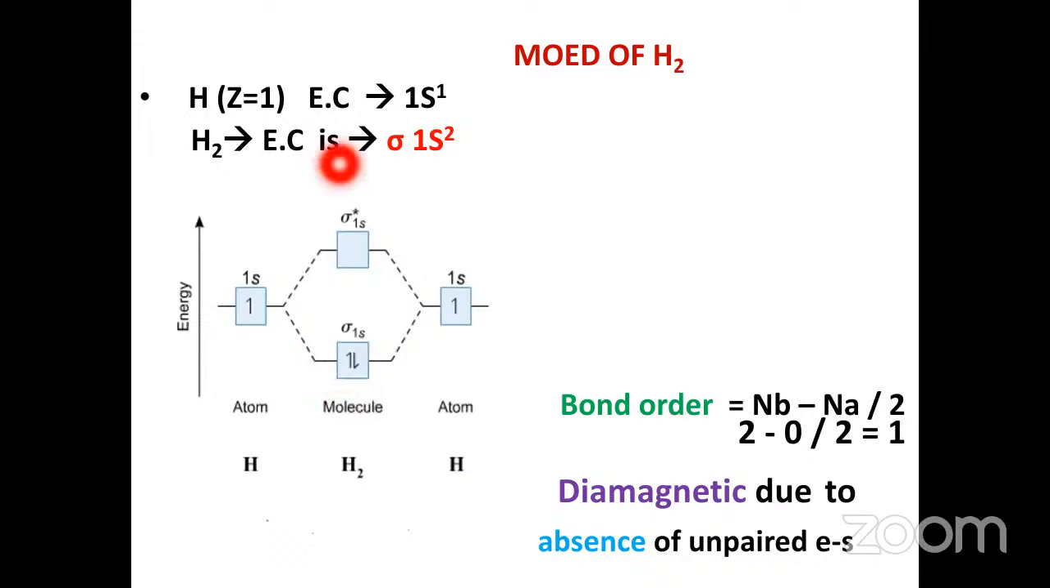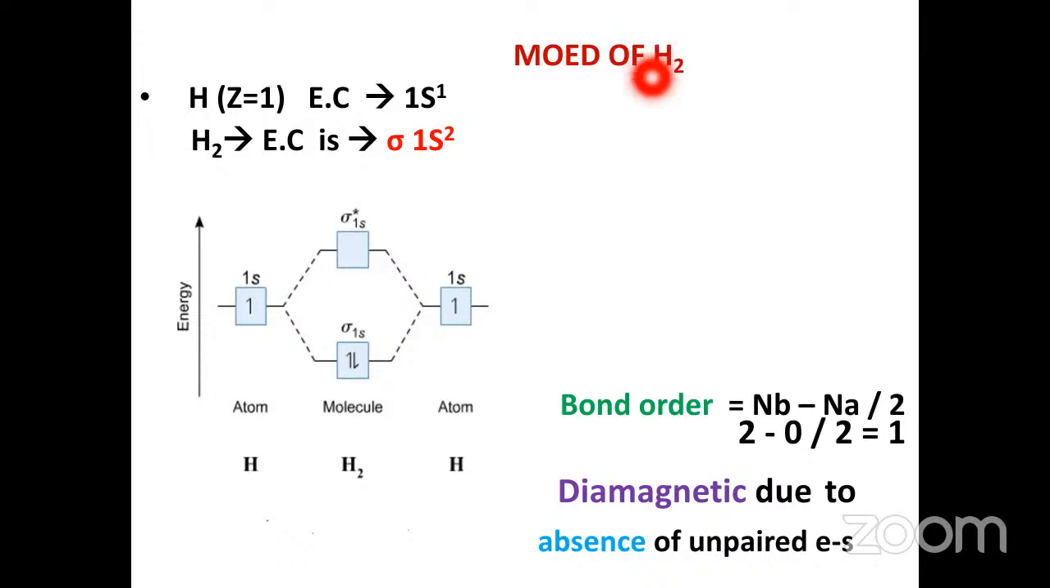In this H2 molecule, the electronic configuration is sigma 1s2. That means these two electrons first of all enter the bonding molecular orbital. After filling this bonding molecular orbital, any remaining electrons enter the anti-bonding molecular orbitals. So this is the MOED, the molecular orbital energy level diagram. This is the molecular orbital energy level diagram of the H2 molecule.